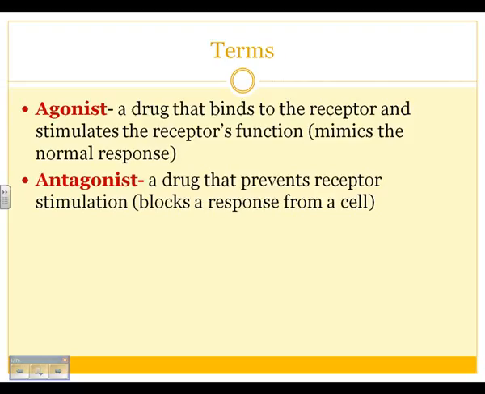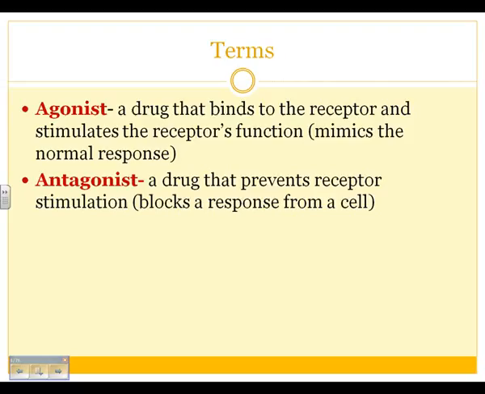It binds with the receptor and stimulates whatever the normal response of that receptor is. Your agonist is your on switch. So whatever that receptor does normally, that's what it's going to cause it to do. Okay? Your antagonist goes to that receptor and it blocks it. So it's your off switch. Agonist is your on switch, antagonist is your off switch.